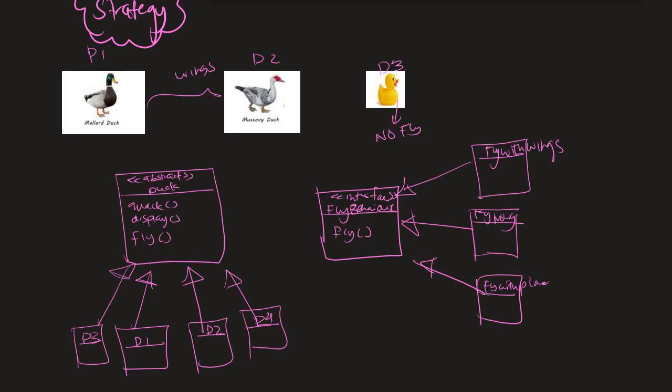So we have our abstract fly method over here, and these classes are going to override that method. So for all the ducks that you see over here, when we're creating the object we can choose whether they're flying with wings, or flying with no wings, or flying with the plane. And since we created this interface, we're simply going to have an association from this duck class to this interface.